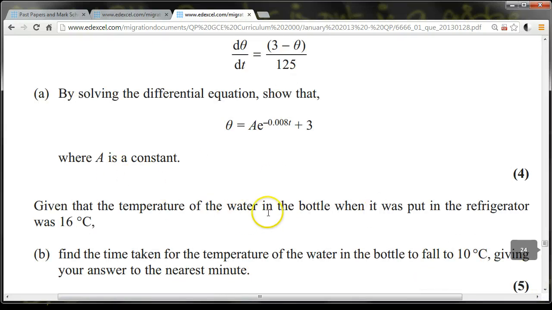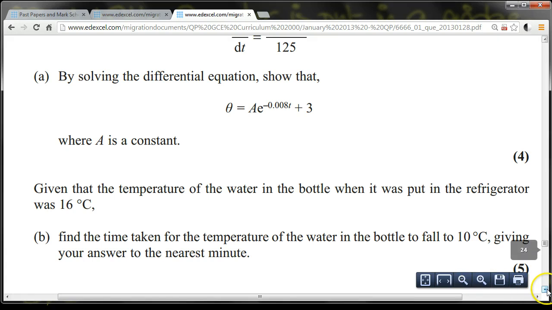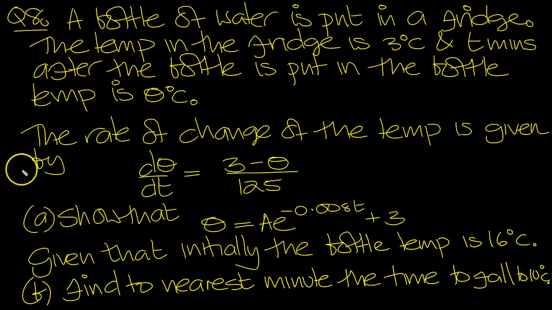Given that the temperature of the water in the bottle, when it was put in the refrigerator, was 16 degrees centigrade, find the time taken for the temperature of the water in the bottle to fall to 10 degrees centigrade, giving your answer to the nearest minute. Okay, I've got the question summarized here.